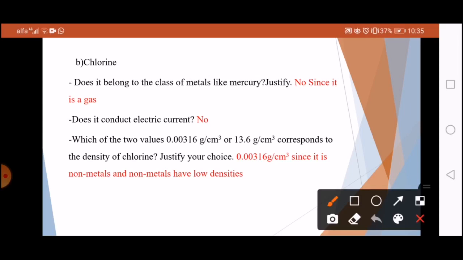Which of the two values corresponds to the density of chlorine? Since chlorine is a nonmetal and nonmetals have low densities, we choose the lowest value.